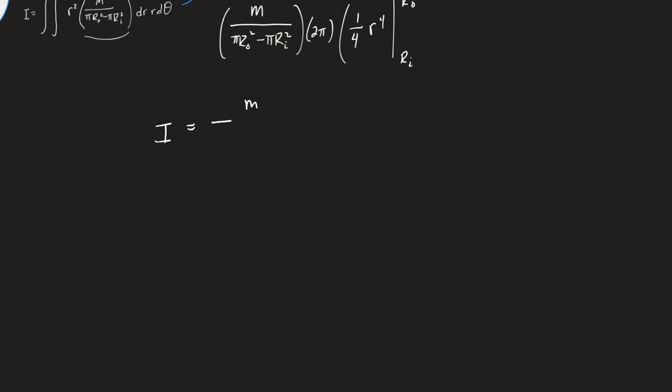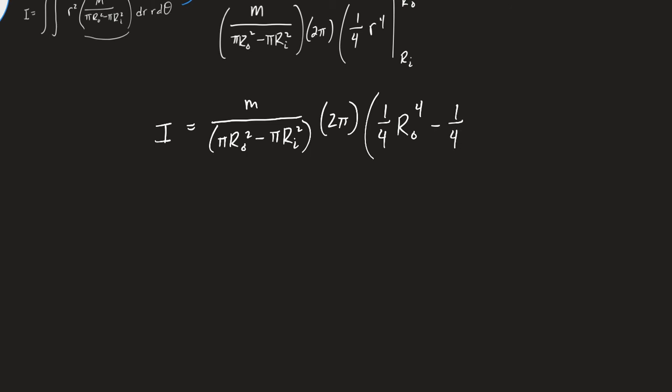M over pi r outer squared minus pi r inner squared, times 2 pi, times 1/4 r outer to the fourth minus 1/4 r inner to the fourth. That's the answer. So that is the moment of inertia of a thick ring. But it can be simplified. So let's do a little simplification.